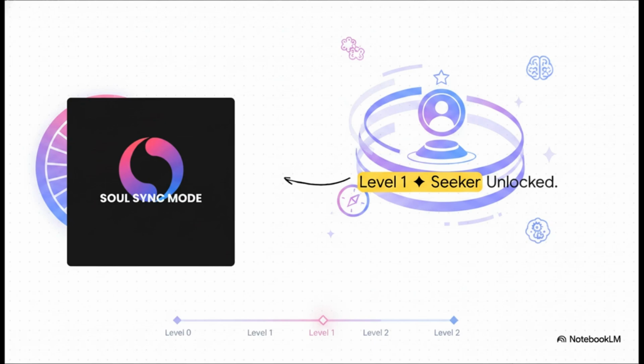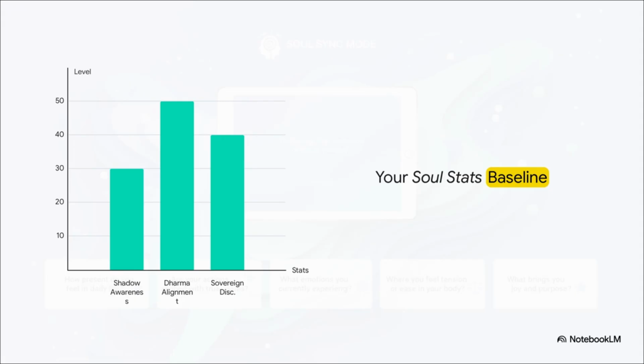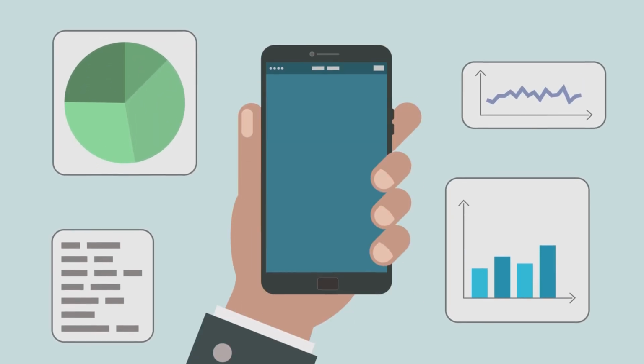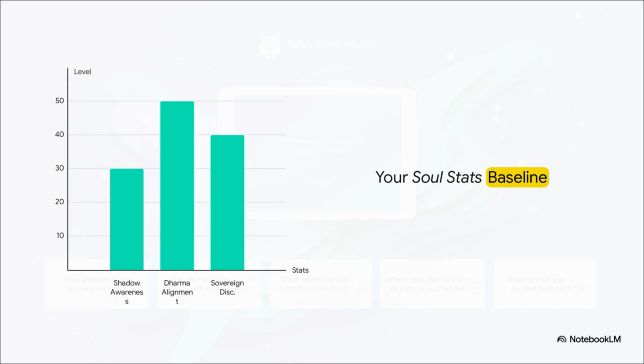By framing this as a level and an archetype, Soul Sync mode actually gamifies your journey towards psychological wholeness. It's super smart. It gives you a clear identity to start from, a structured, highly understandable starting line for the deep inner work that's ahead. Right after that, you get your soul stats. Think of this like a tangible, app-like baseline of your current emotional maturity and self-awareness. It's really crucial to remember that these stats reflect exactly where you are right now based on your raw answers, not your future potential. The 3 core metrics you get are shadow awareness, dharma alignment, and sovereign discipline.